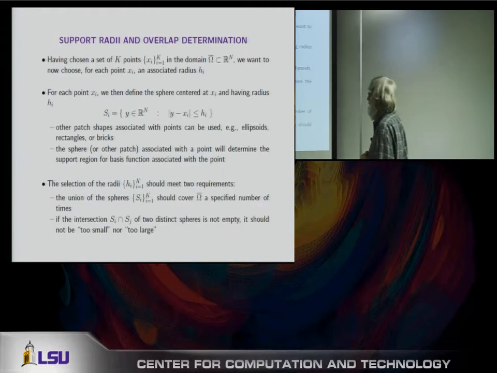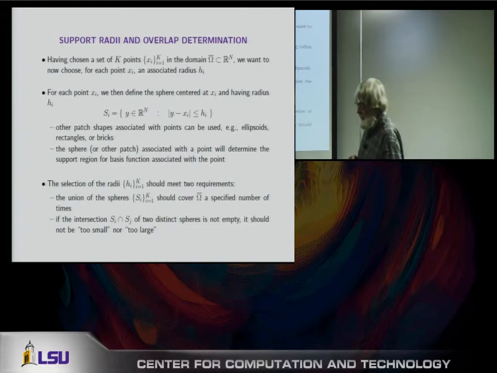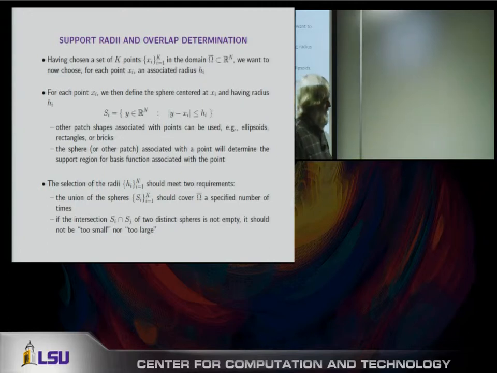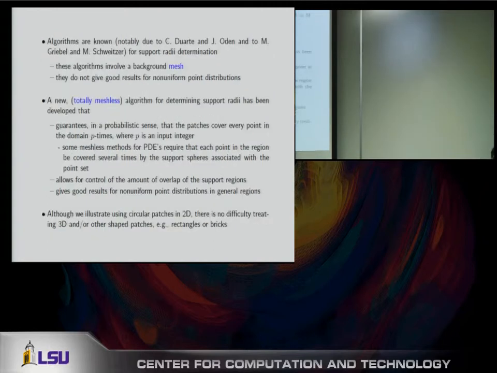And the intersection between two support radii shouldn't be too small or too large. If it's too small, you're going to also get bad answers. And if it's too large, you're going to get an inefficient method because you're going to get a big bandwidth or lots of non-zeros in your stiffness matrix.